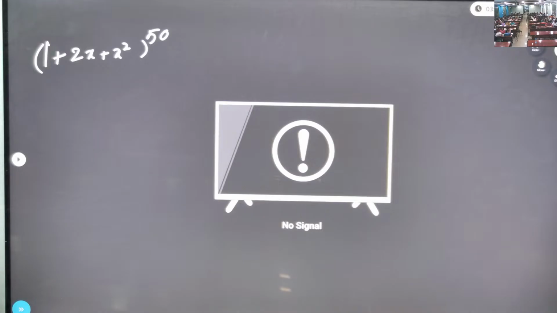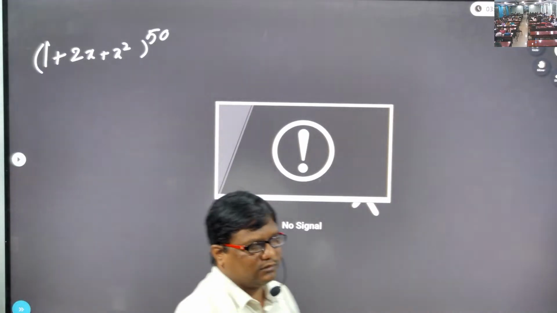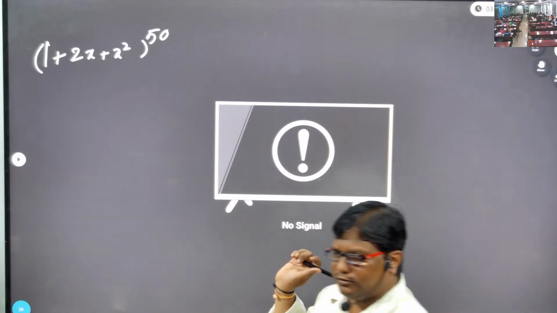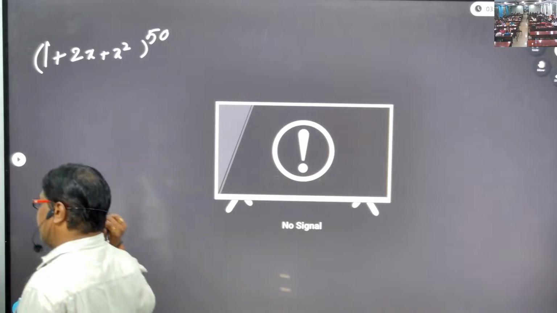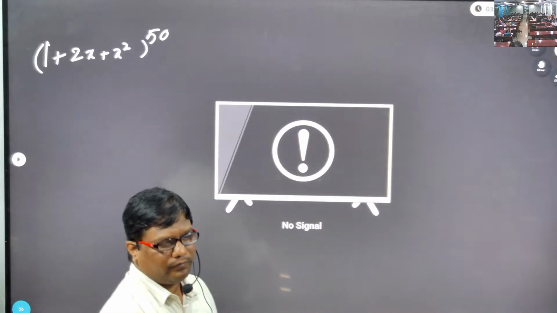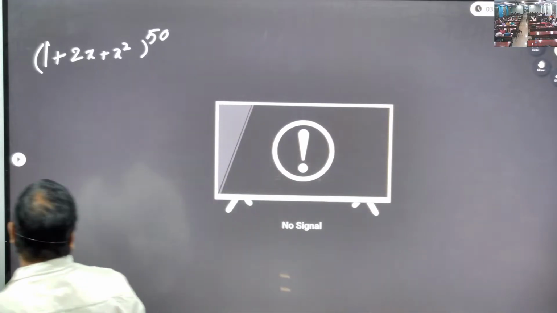Check with the equation, how many variables are there? Three. But how many are required for evaluating a binomial equation? Only 2. Okay. Now check whether we can convert the given equation into a binomial or not.